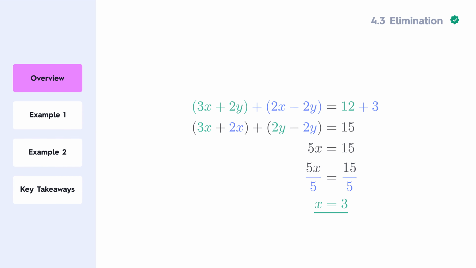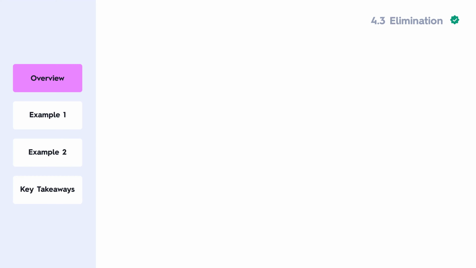Here's the general process. We start by writing the two equations in standard form. This is the standard form of an equation where both x and y are on the same side of the equation. This makes it easier to combine the equations. Next, we look for a way to eliminate one variable by adding or subtracting the equations.